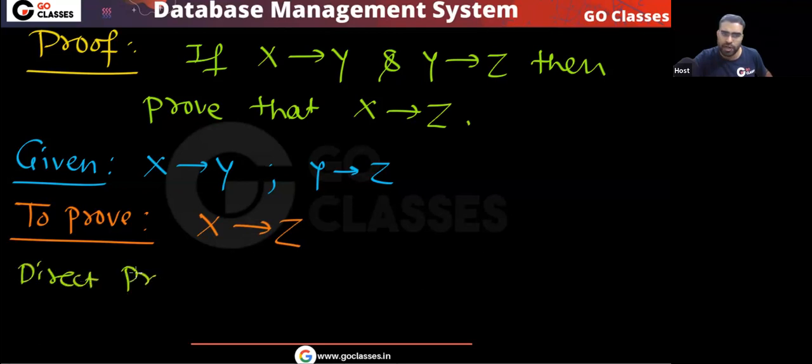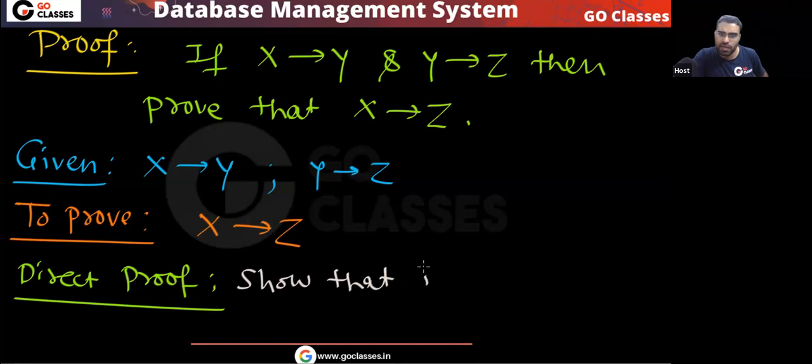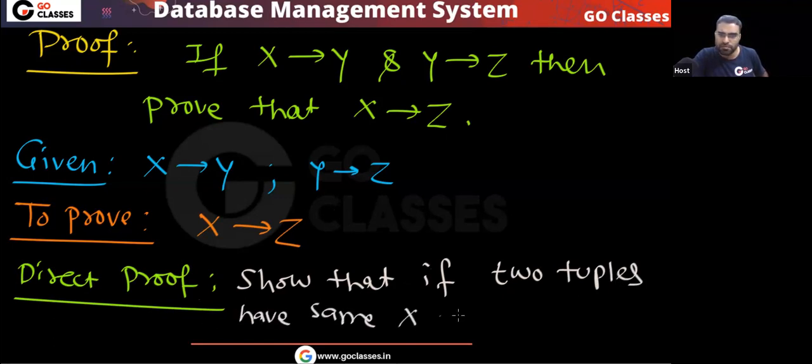In the direct proof, what will I do? This is what I need to prove. So I will show that if two tuples have the same X value, then they have the same Z value. Yes or no? If two tuples have the same X value, then they will have the same Z value.